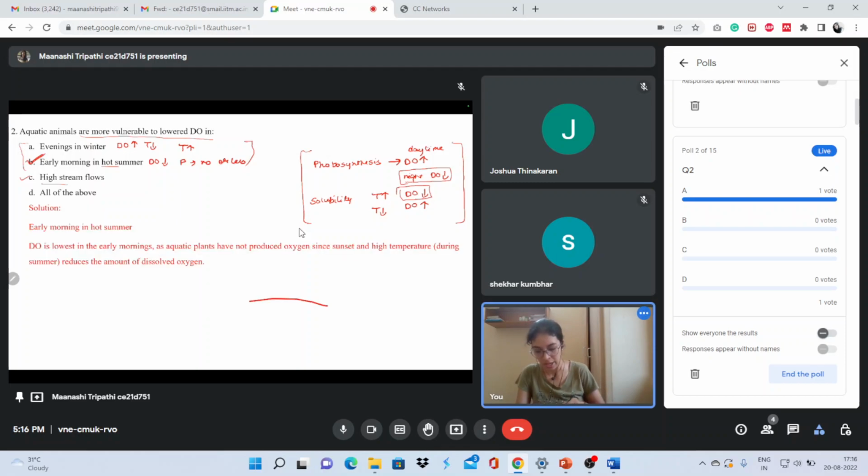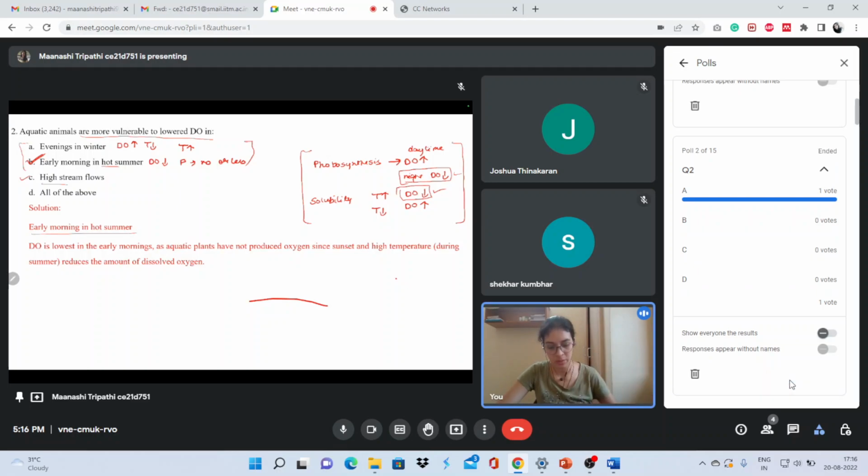So early mornings in the hot summer. DO is lowest in the early morning as no oxygen was produced after the sunset. At night time no oxygen was produced and even the temperature is high, so DO was decreasing because oxygen won't be as soluble in water at that time.